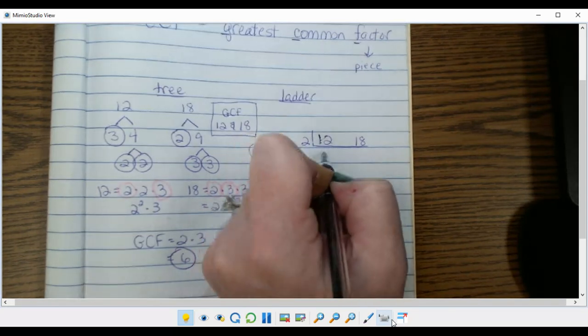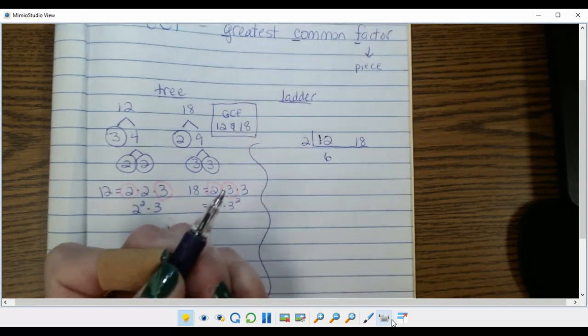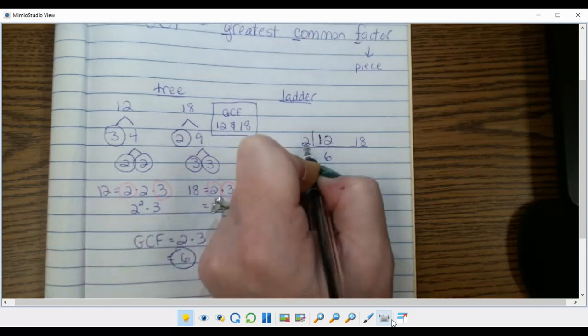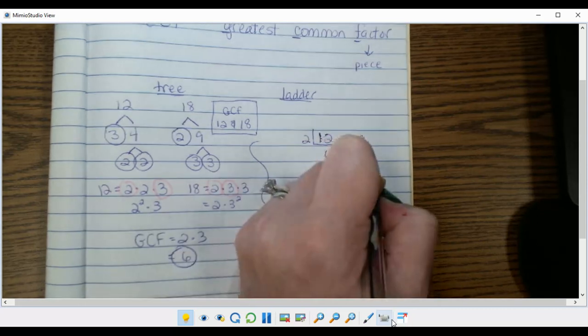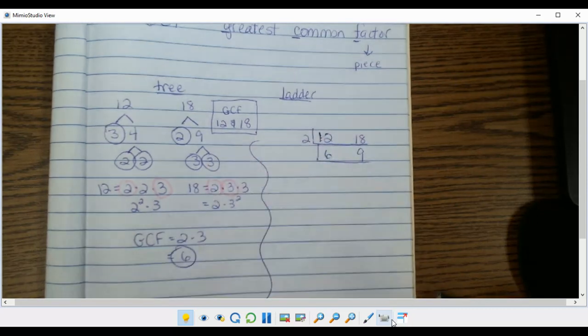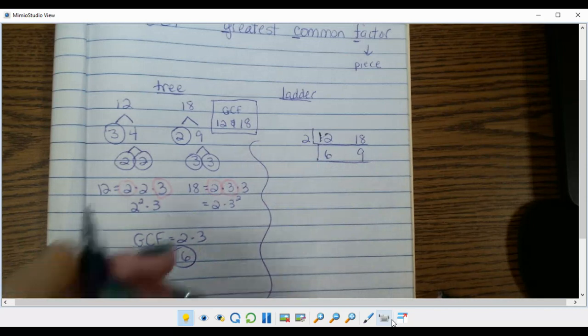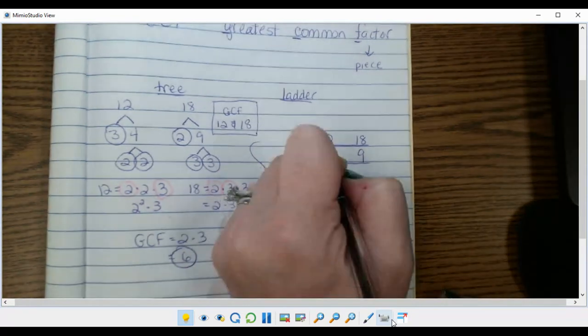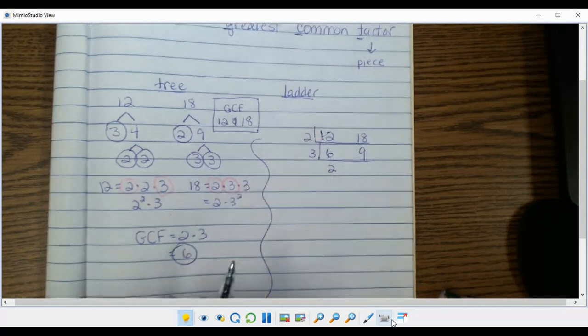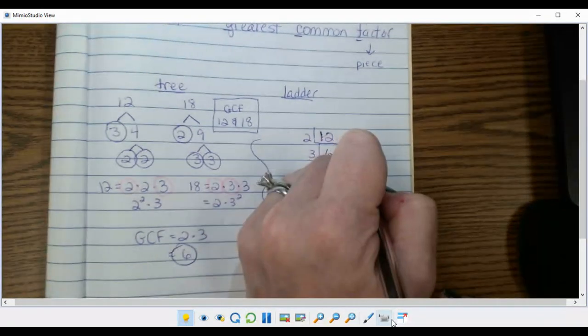12 divided by 2 is 6, so I'll put that right underneath of it. 18 divided by 2 is 9, so I'll put that under the 18. And then you ask yourself, is there anything in common? Can I divide both numbers by the same thing? Well, yeah, 3 will work. So I'll do another level, another layer, another rung. I have 3 that will divide into both. 6 divided by 3 is 2. 9 divided by 3 is 3.